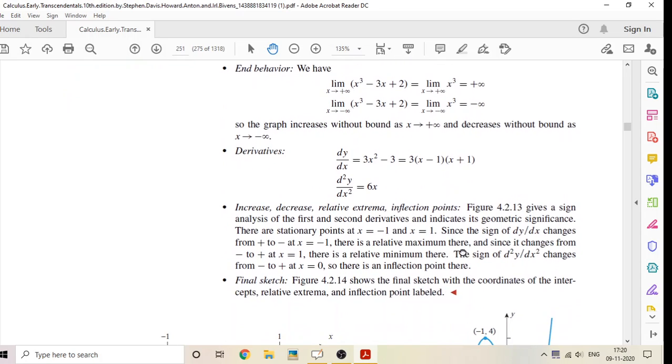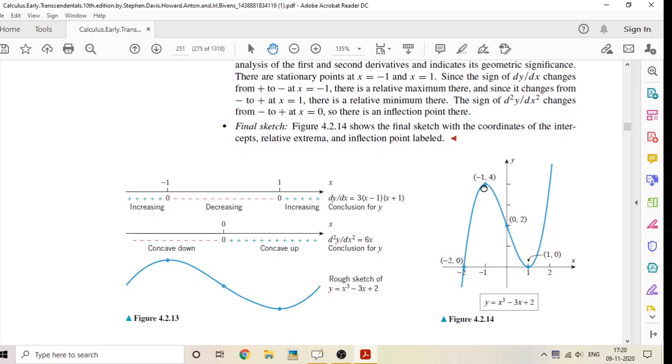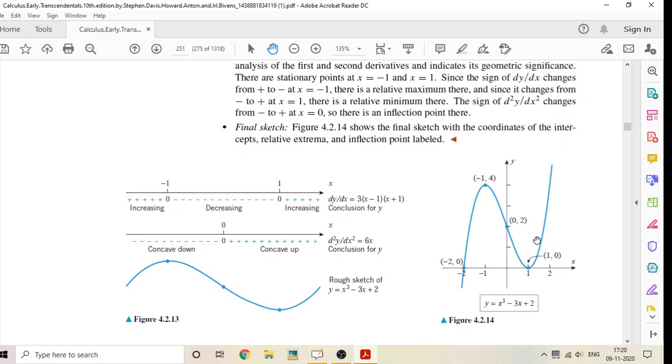ഓക്കെ, so here these are the points. അപ്പോൾ ആദ്യം ചെയ്യേണ്ടത് ഈ പോയിൻറ്റ്സ് വരയ്ക്കണം. അപ്പം എക്സ് ഇൻ്റർസെപ്റ്റ്സ് -2, 0യും 1, 0യും, വൈ ഇൻ്റർസെപ്റ്റ് 0, 2 ആണ്. This is the maximum point, -1, 4 ആണ്. മിനിമം പോയിൻറ്റ് 1, 0 ആണ്. ഓക്കെ, and now if you look at the end behavior.